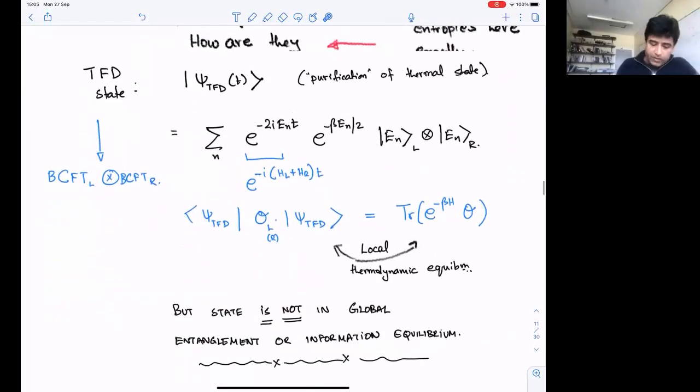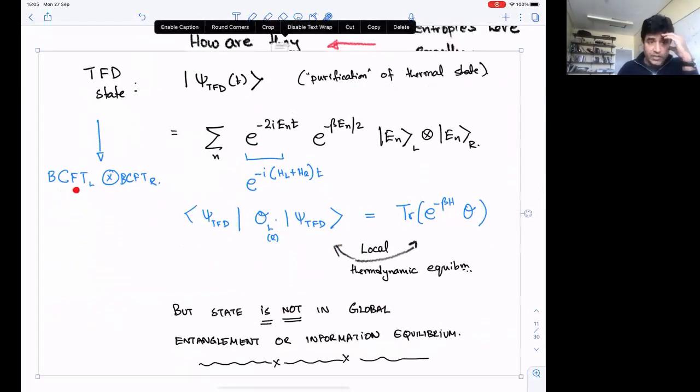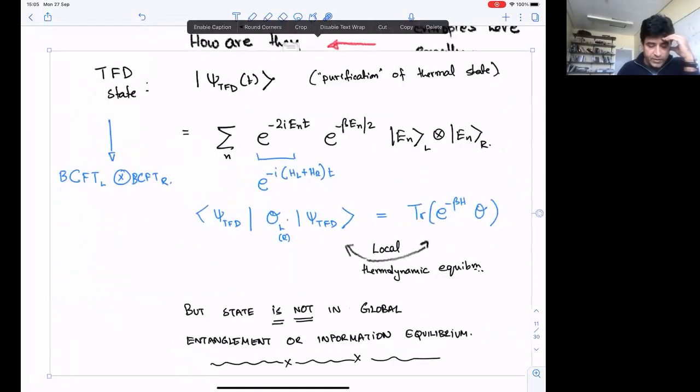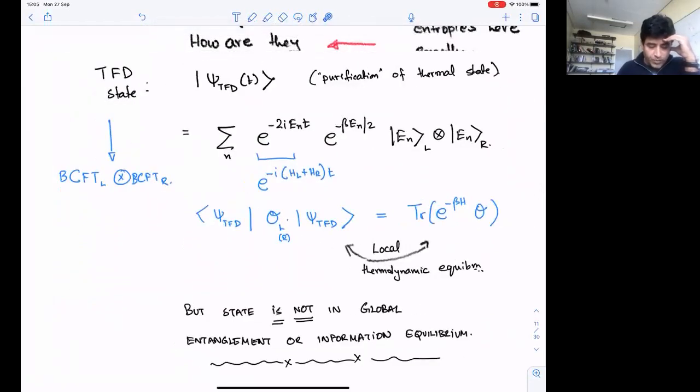So the starting point is basically thinking about this system in the thermofield double state. The thermofield double state is basically the so-called purification of the thermal state. So in the CFT language, you're basically taking two CFTs, CFT left and CFT right, and the two are prepared in this entangled state, left cross right with these weights, and the system undergoes unitary time evolution. This is in the direct product Hilbert space. This is a pure state. And the time evolution is performed by the Hamiltonian H left plus H right.